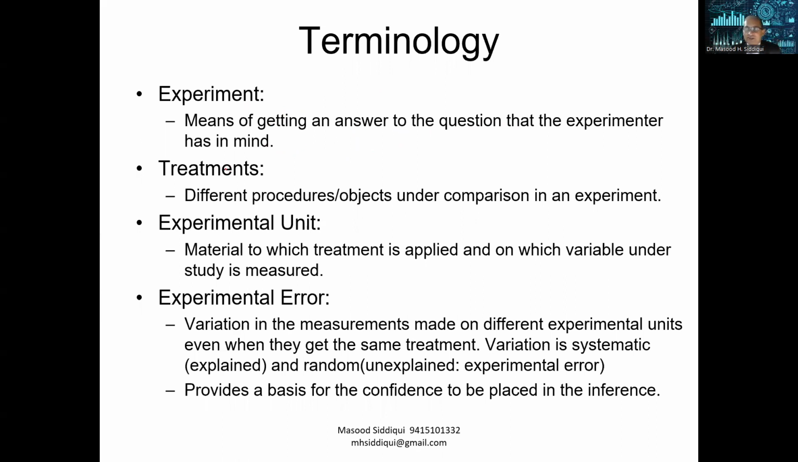The next one is the treatment. Treatment is a different procedure or objects under comparison in an experiment, right? As we have taken the example, suppose we are giving tonic X, tonic Y, or tonic Z, and we have to find out whether a particular tonic has an impact or not. So these are the different procedures or the objects under comparison. So they form the treatment.